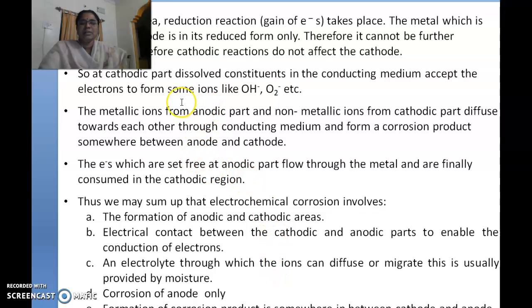The cathodic parts consist of a conducting medium and species capable of accepting the electrons lost at the anode, like OH minus, oxygen, etc.